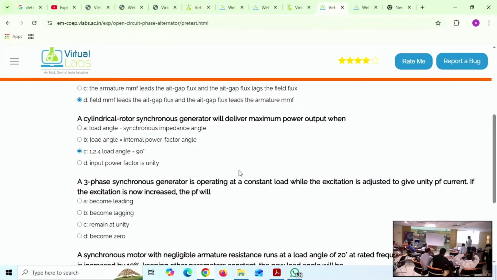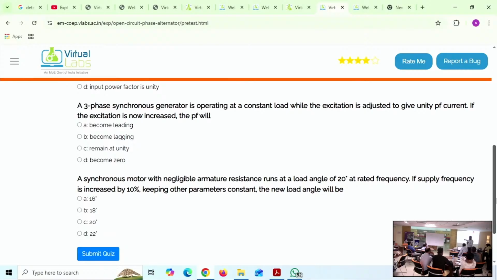This lab, this interface is designed by some IITs, I think, right?